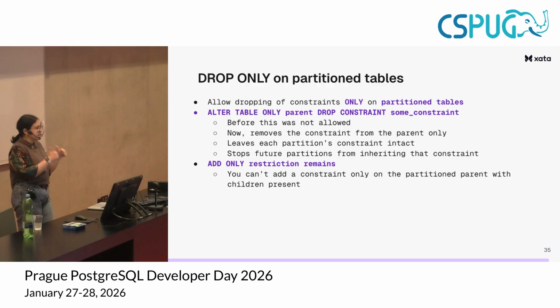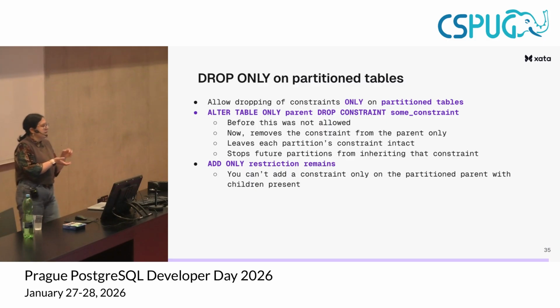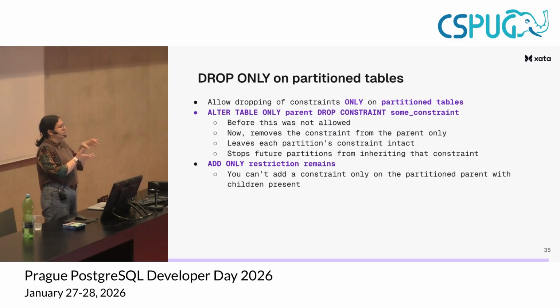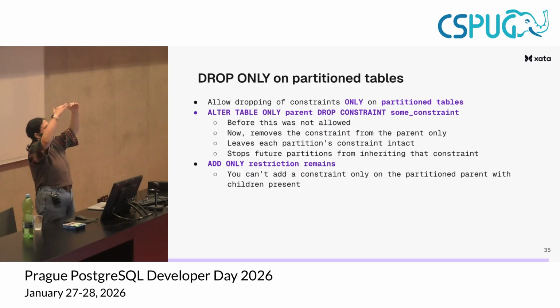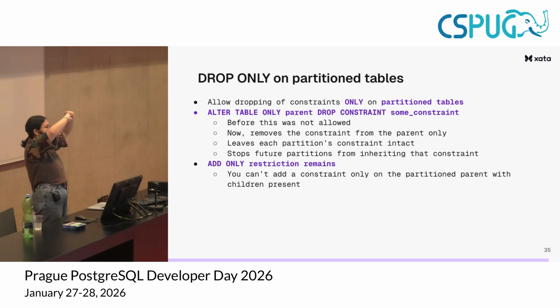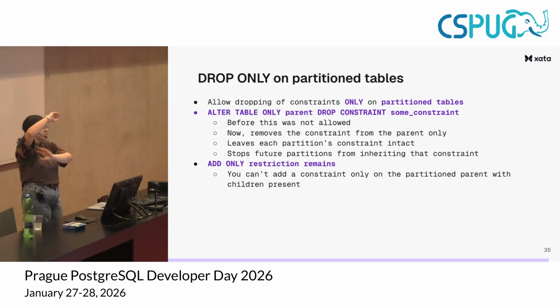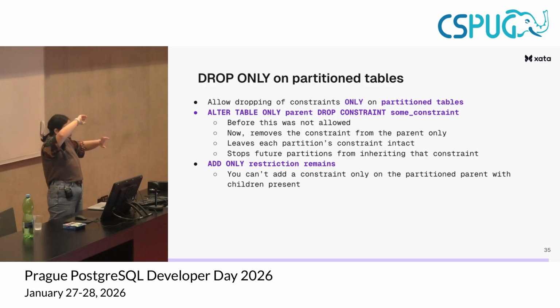Okay, another thing that's really important. Before, I think this was kind of a mistake. This was not an intended behavior. We were not allowing dropping constraints only from the parent table before. When it was implemented, I think it was not thought through properly. Now it's allowed. So if you want to drop a constraint from the parent only, you can do that. The children can still keep their constraints, but you can drop from the parent.